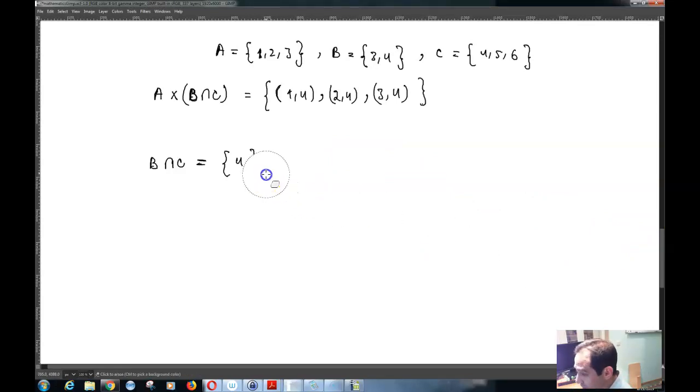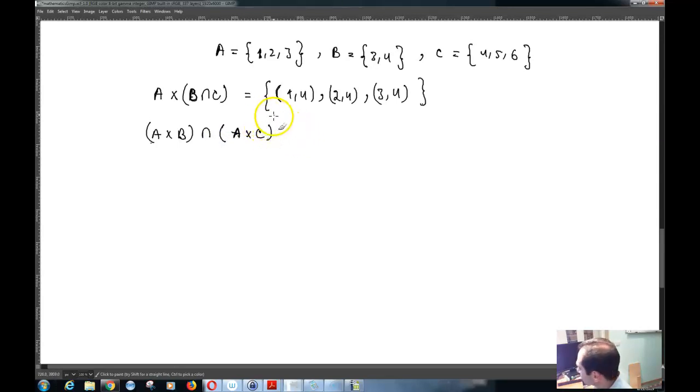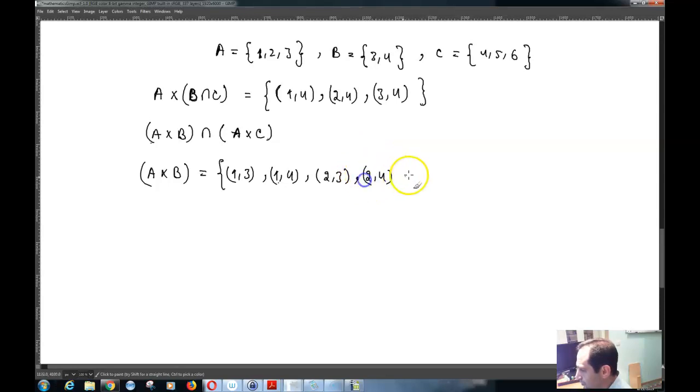Now, in the same situation, if you want to calculate the Cartesian product of A and B intersected with the Cartesian product of A and C, the Cartesian product of A and B would be a set where first you need to take your first element from the set A. So you have 1, 3, 1, 4, 2, 3, 2, 4, 3, 3, 3, 4.